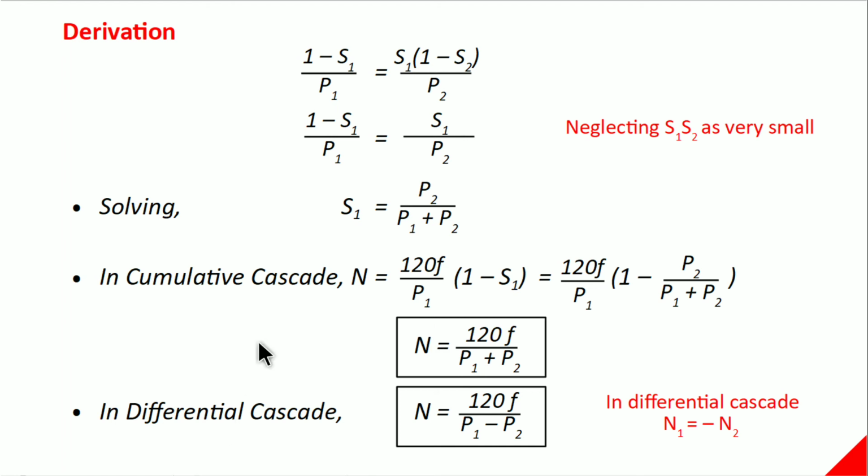For differential cascade we can solve in the same way, but by equating N1 equal to minus N2. Here we will put a minus sign, and the result will be 120 F over P1 minus P2. So this way we achieve 4 speeds by using the cascade method.